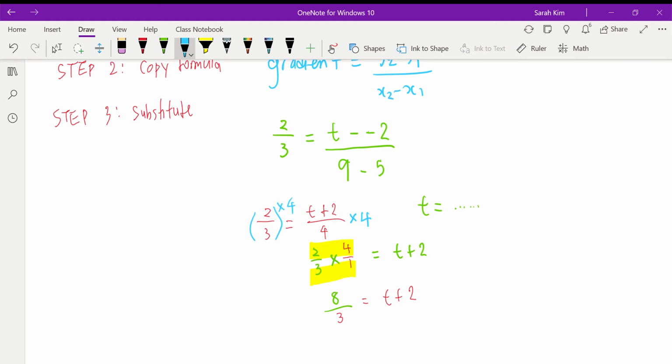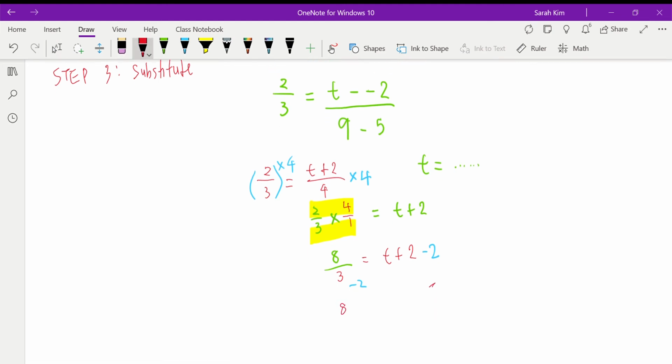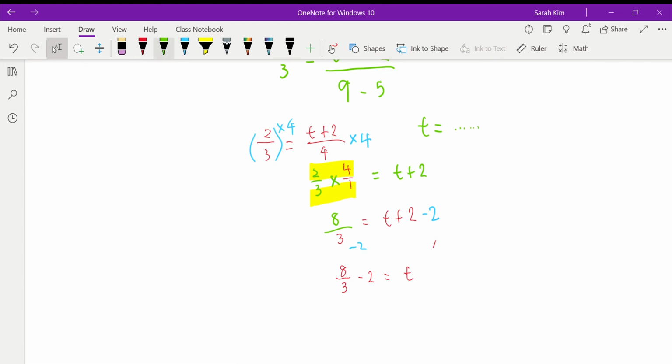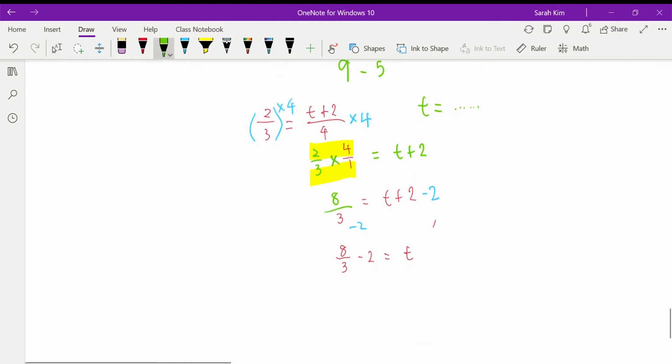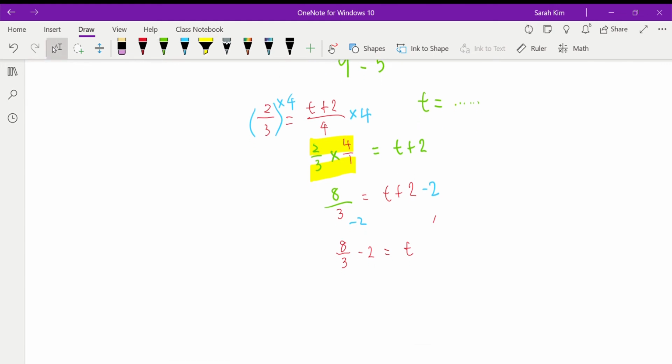All I have to get rid of is just the plus 2. How do I get rid of the plus 2? Well, I do minus 2, because that's the opposite of it. Easy. Alright, so therefore, 8 divided by 3, take 2, is t. There you go, you found your t. Let's see if we can actually figure it out. Obviously, you can use your calculator if you would like, but I'm just going to do the expanded way to show you how to actually do that calculation.